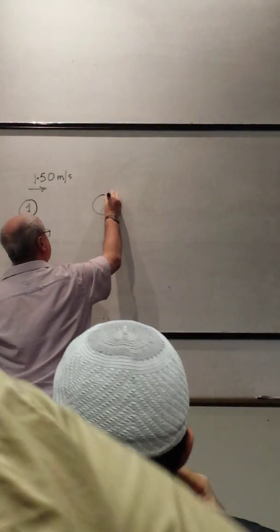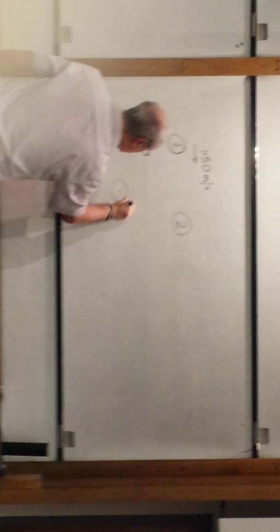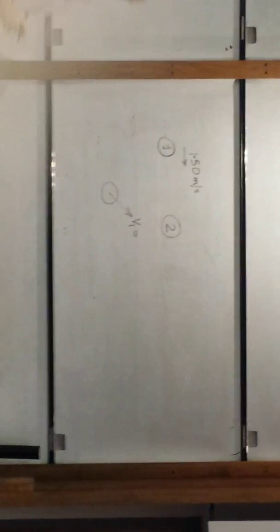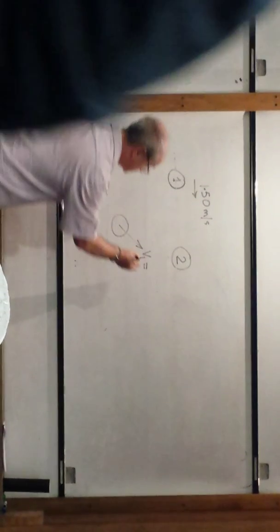Stone 2 was stationary. That's before impact. After impact, stone 1 moves in that direction. V1 equals 0.61.